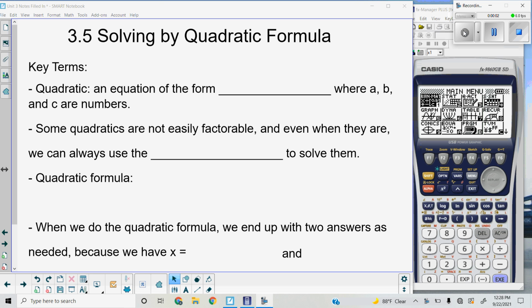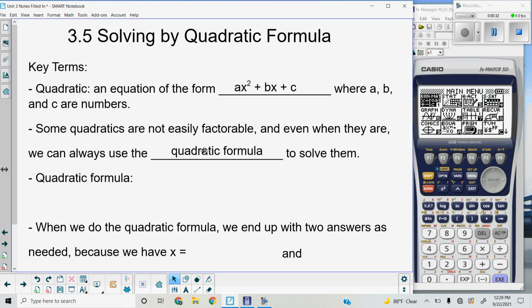For 3.5, we are solving by the quadratic formula. So, some key terms, quadratic. That is what we've been working with all unit. It is an equation in the form ax squared plus bx plus c, where a, b, and c are numbers. Some quadratics are not easily factorable, and even when they are, we can always use the quadratic formula to solve them.